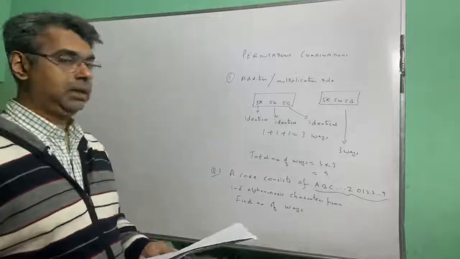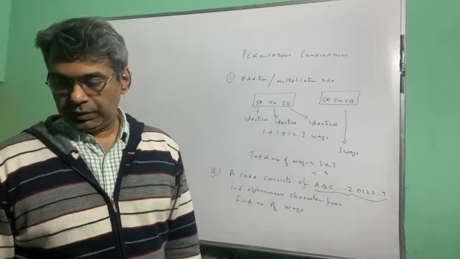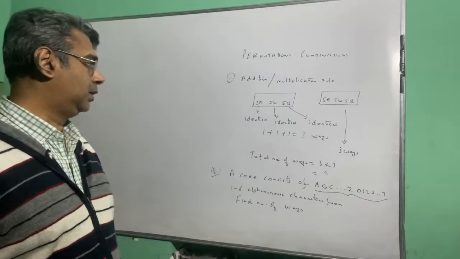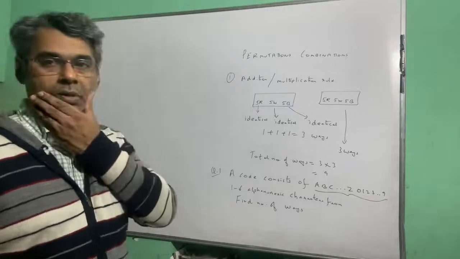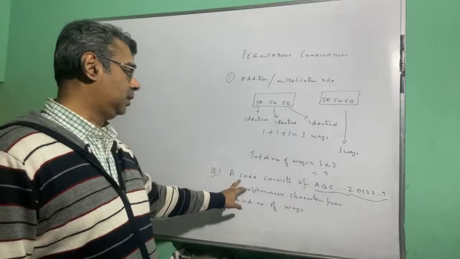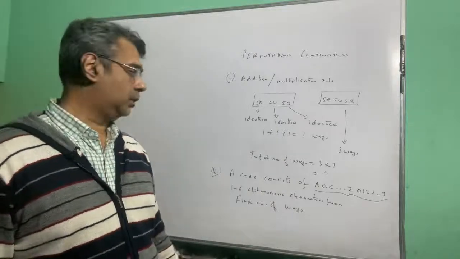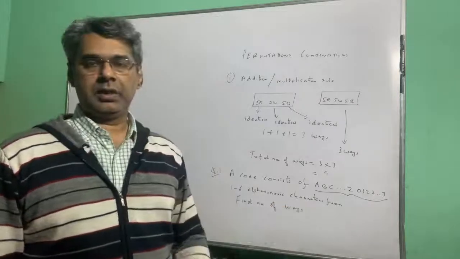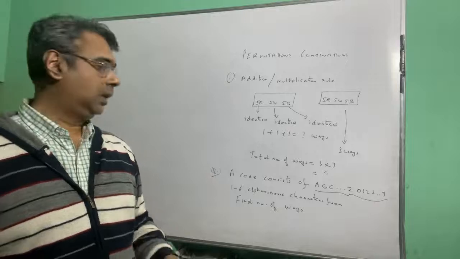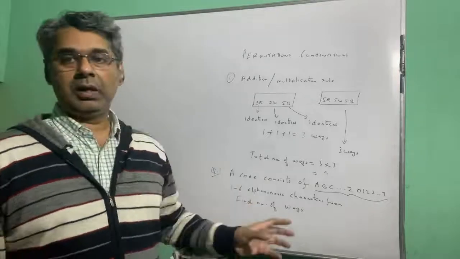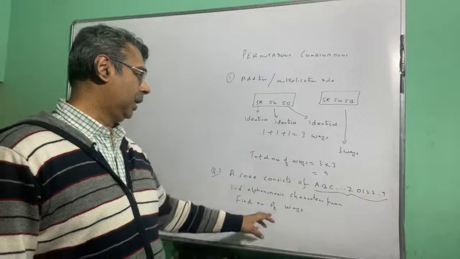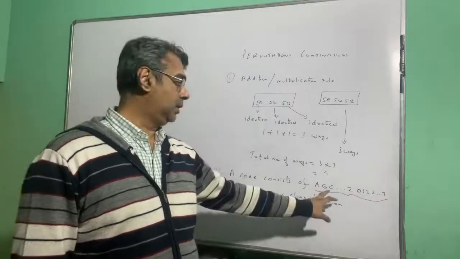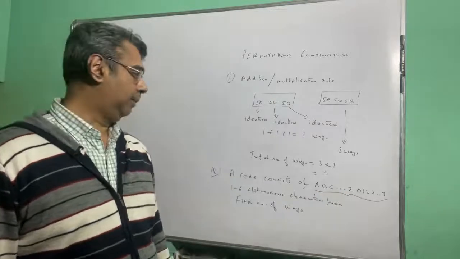Okay, now let us look at a question which will give us an illustration of both the multiplication rule and the addition rule. There is a question that there is a code. It consists of 1 to 6 alphanumeric characters, and you have to choose them from A to Z and 0 to 9, like A, B, C, D up to Z and 0, 1, 2, 3 up to 9.